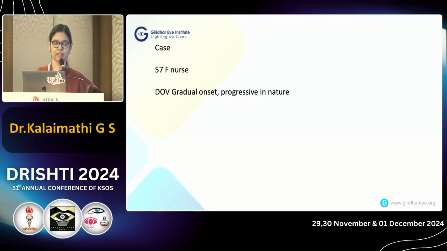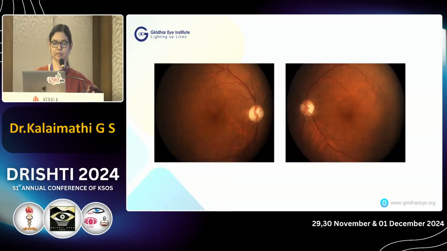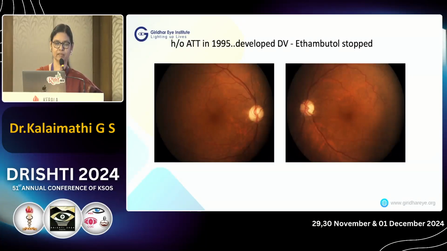57-year-old nurse came with diminution of vision, gradual onset, progressive in nature. Vision right eye 6/36 N18, left eye 6/60 N36. Both eyes disc pallor. This is the fundus picture. Slow, progressive in nature. She took ATT in 1995, developed diminution of vision, after which ethambutol was stopped.